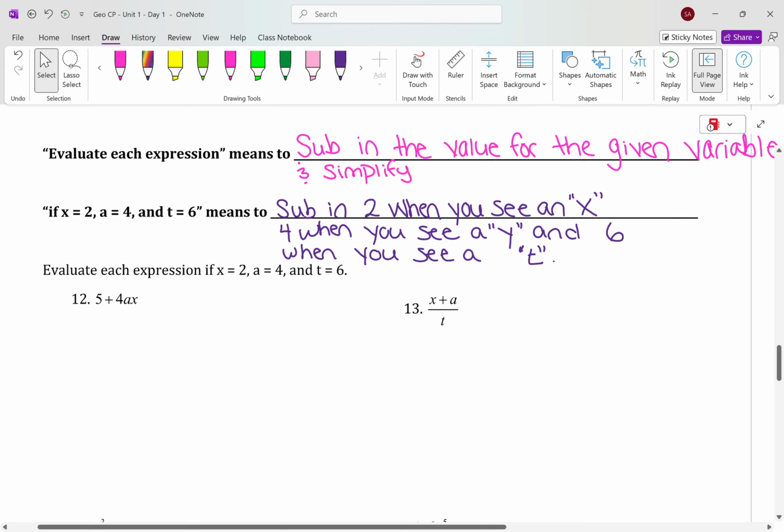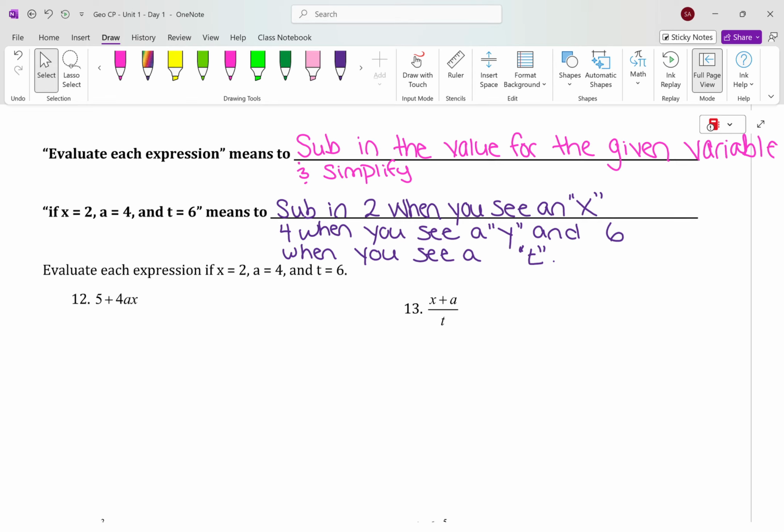So here it says evaluate each expression if x equals 2, a equals 4, and t equals 6. What I like to do, before I actually substitute in, is see: can I simplify this? Can I combine any terms? So for number 12, can I combine any like terms? No. So it's just a straight sub in first.